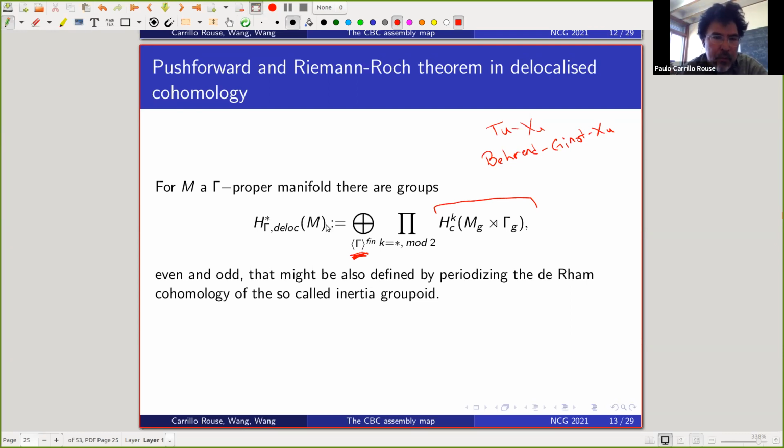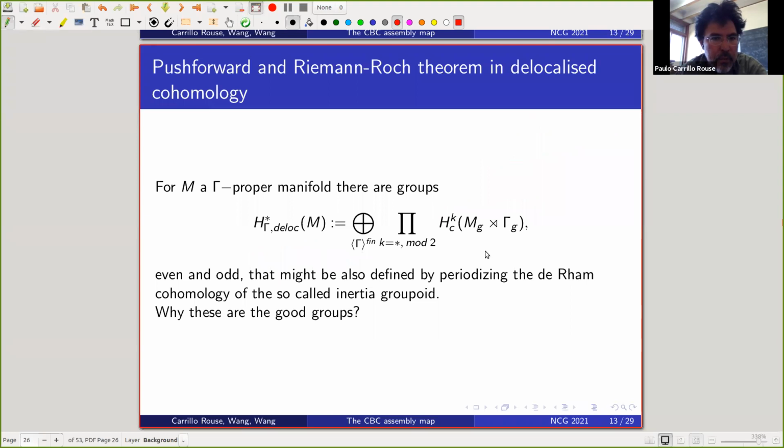Also, all this can be defined using the so-called inertia groupoid. And then, of course, you have to show that this decomposition holds. This is more or less classic. But here I take it as a definition. So the localized groups are like that. And why are these good groups to consider in this index theory setting?